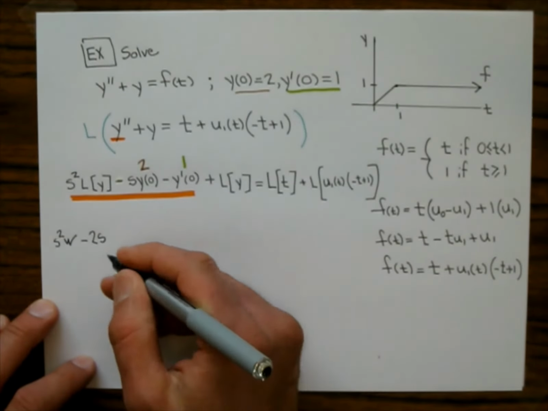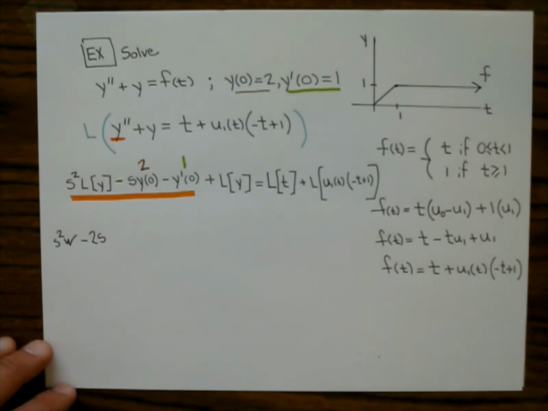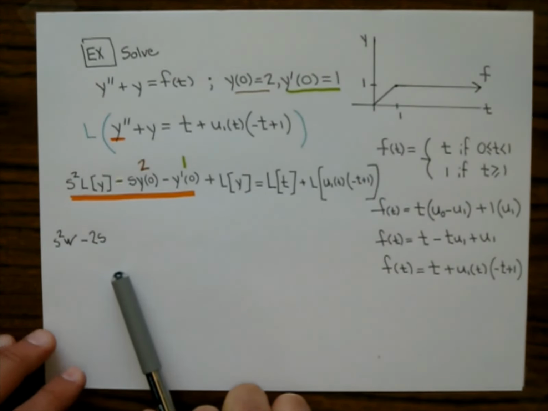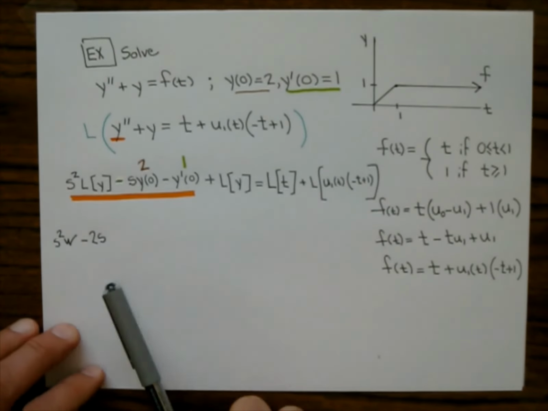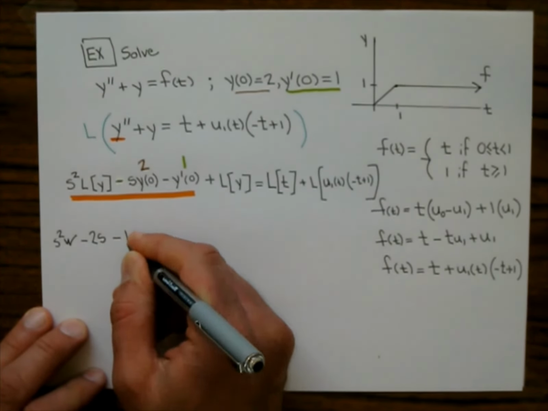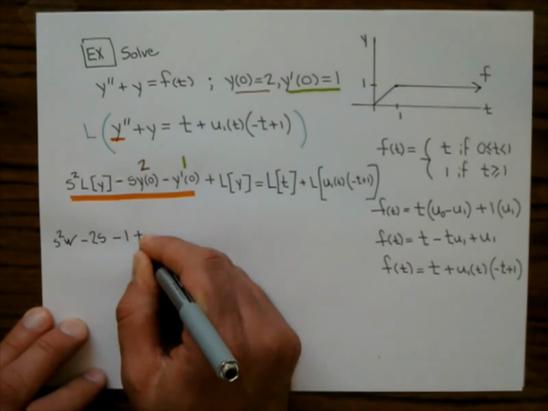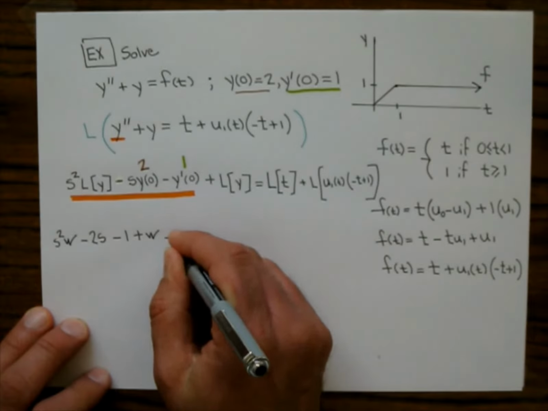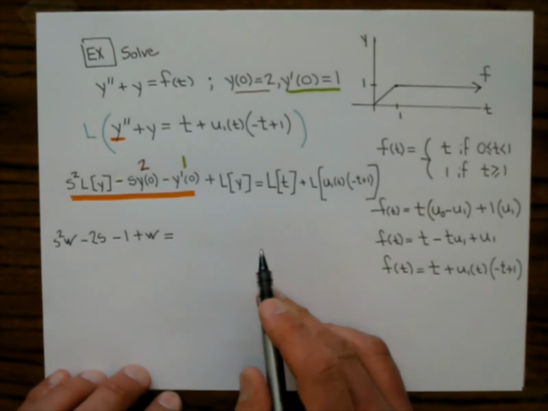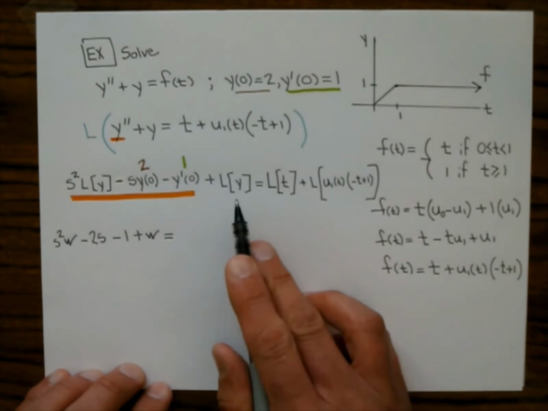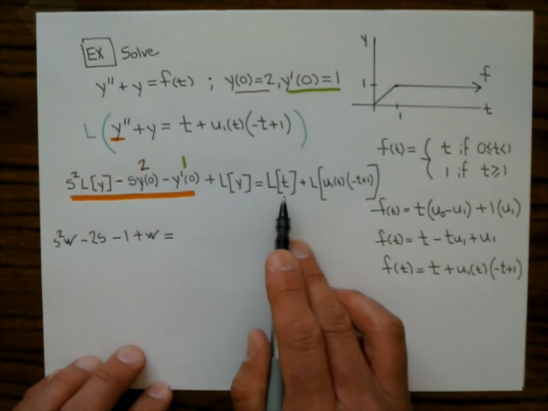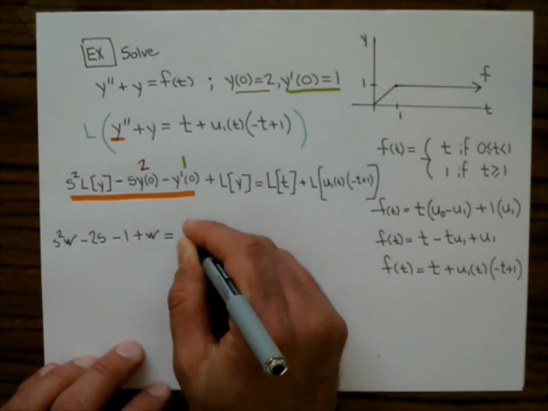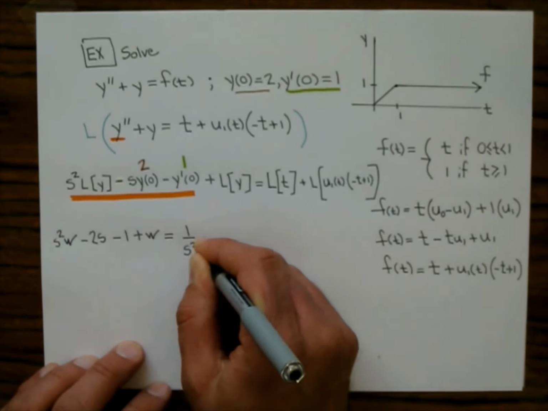and then I have minus, wait, I forgot something. Minus 2s. Did I forget something? I don't think I did. Okay, sorry. Minus 1, and then I have a plus W. That's this guy right here. He's W. Okay, so this equals the Laplace transform of t. The Laplace transform of t is 1 factorial over s squared, so this is 1 over s squared.